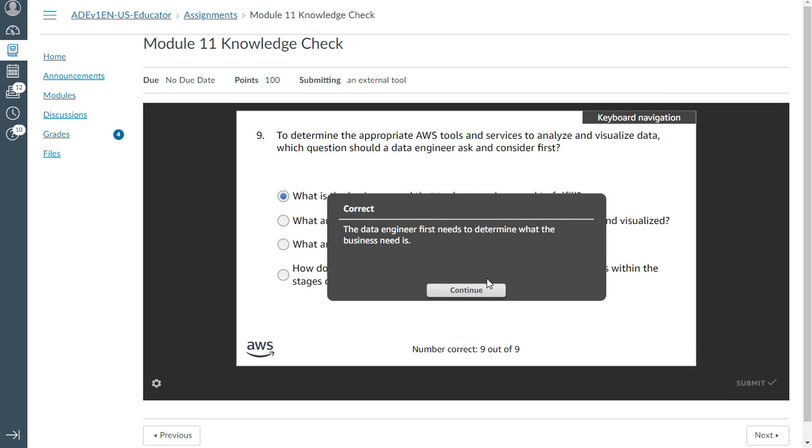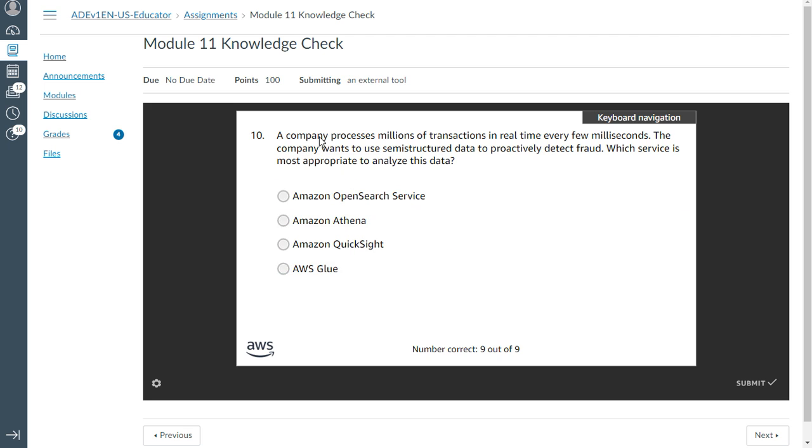Yeah, okay. And the last question: a company processes millions of transactions in real time, every few milliseconds. The company wants to use semi-structured data to proactively detect fraud. Which service is the most appropriate to analyze the data? This looks like OpenSearch Service. This is the last question, and I'll submit.